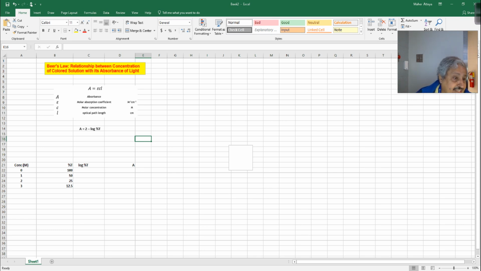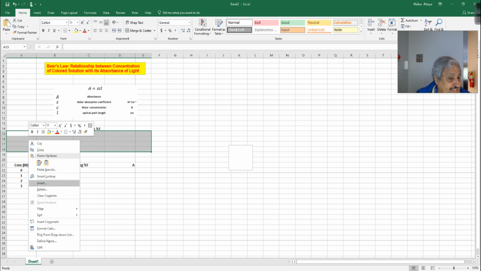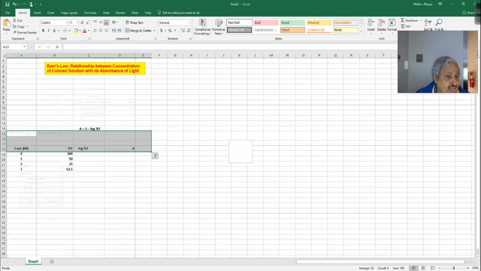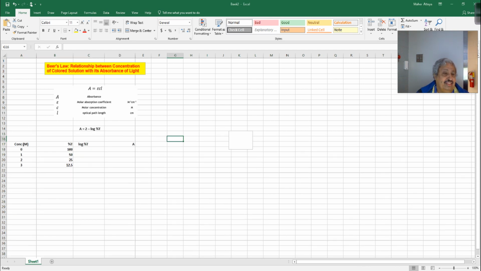Now, I added two more arrows. Can I take them out? Yes, I can take them out. Right click, and now I'm not inserting, I'm deleting entire rows I don't need. Now we are talking, looks much better. Okay, guys? Everybody's following? Now, I have to know, it's given to me the concentration and transmittance.